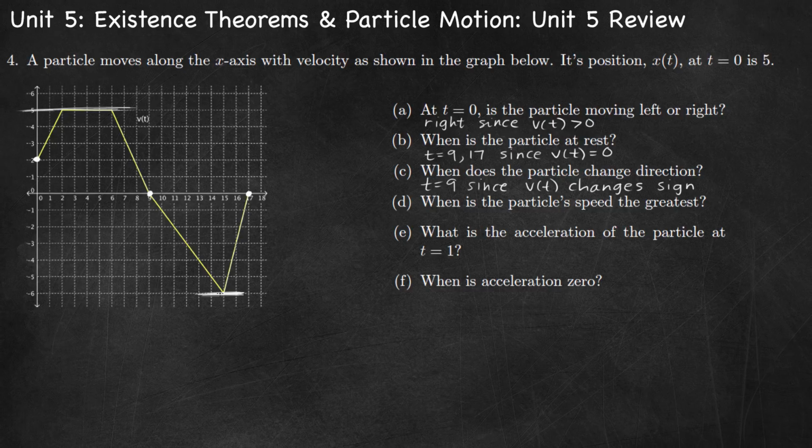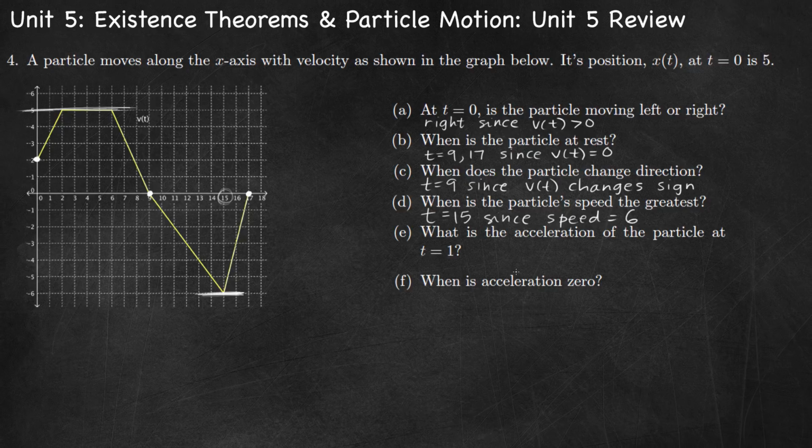So 6 is the highest speed, or the maximum speed reached by the particle, and that happens at time t equals 15. The question says, when is this particle's speed the greatest? So when is referring to the time t equals 15, since speed equals 6. Remember, speed is always positive, so you're looking for the largest absolute value in your velocity.